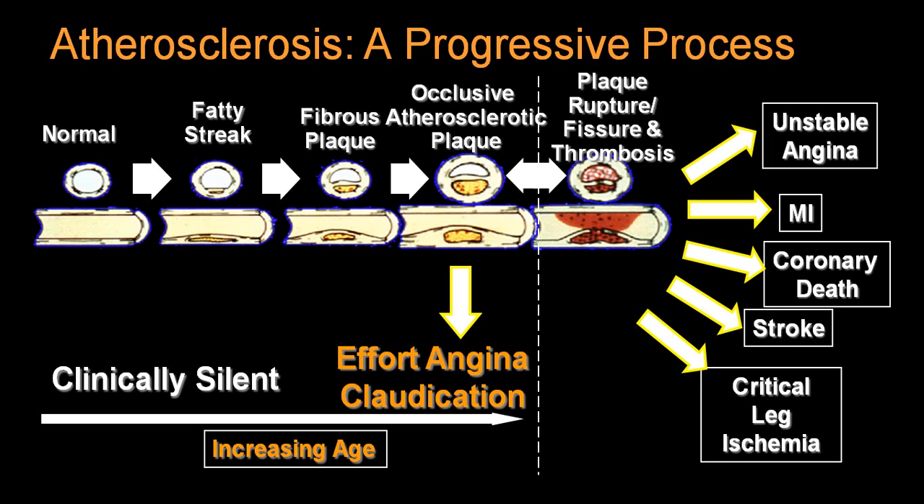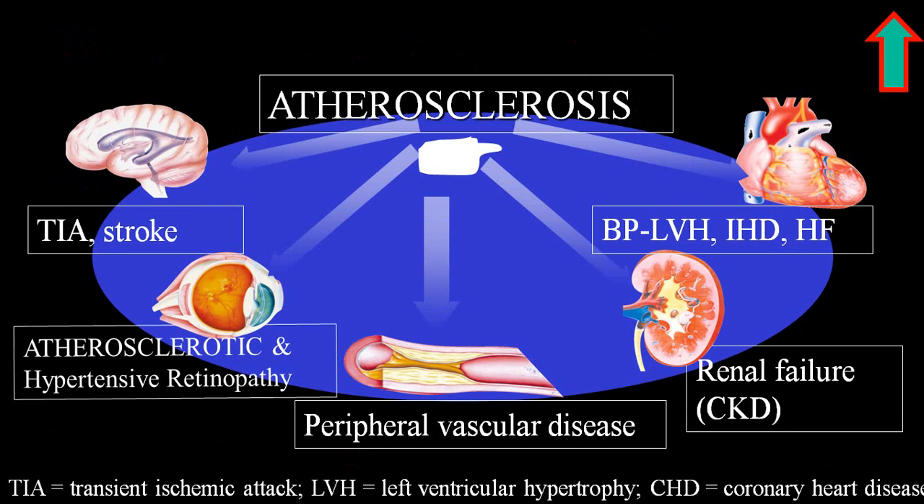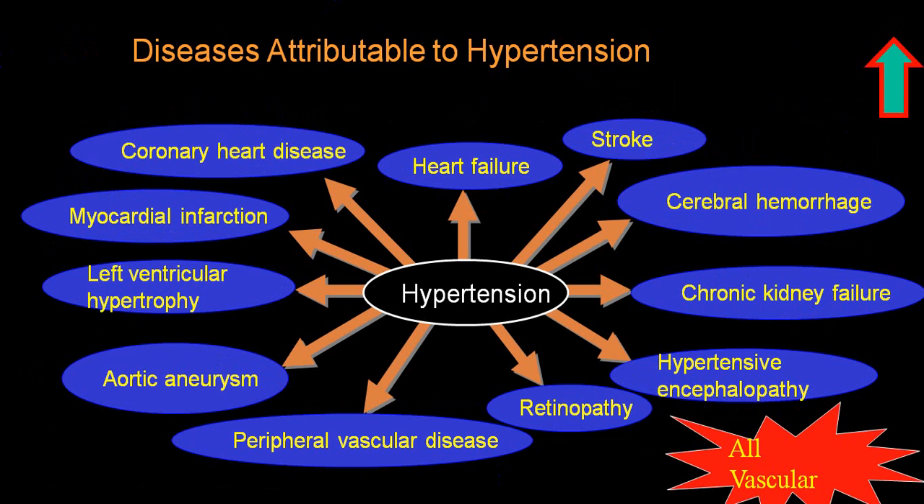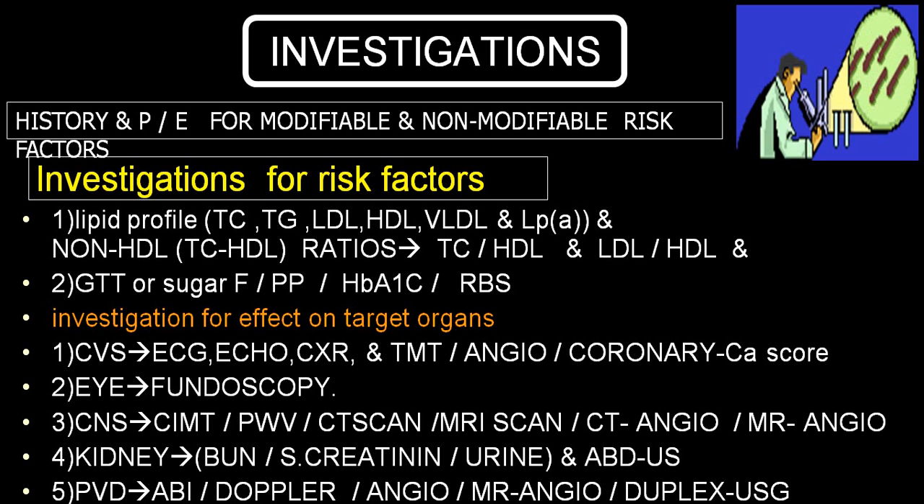This slide already we have shown you before. So these are all the complications which can happen secondary due to, we always say, brain, eye, kidney and heart. These are the four main target organs, and we include even peripheral artery, we call it peripheral vascular disease. These are all the complications which can happen secondary due to atherosclerosis. This diagram shows you involvement of coronary artery leading to acute myocardial infarctions.